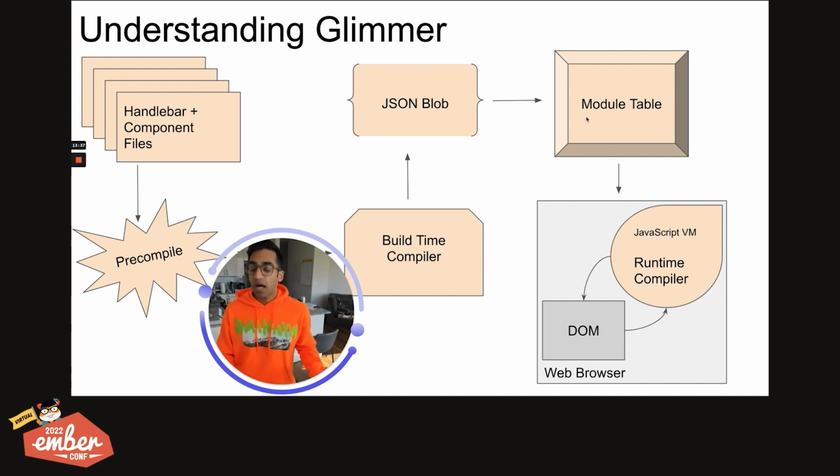And then we're going to have this module table where our template helpers and our element modifiers live that we're going to reference. And then lastly, we're going to paint our DOM, and whenever we have updates happening, we have this runtime compiler that will be making sure that we're triggering the correct operations. And that's about the extent that we need to understand about Glimmer with respect to beginner to intermediate level.